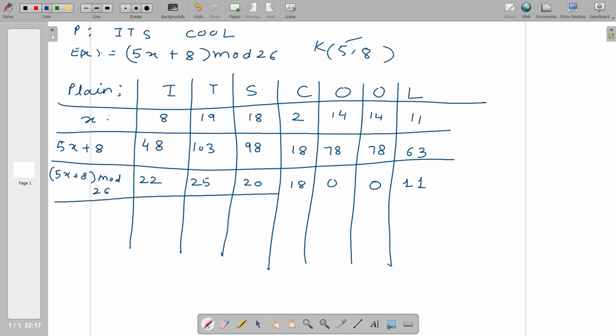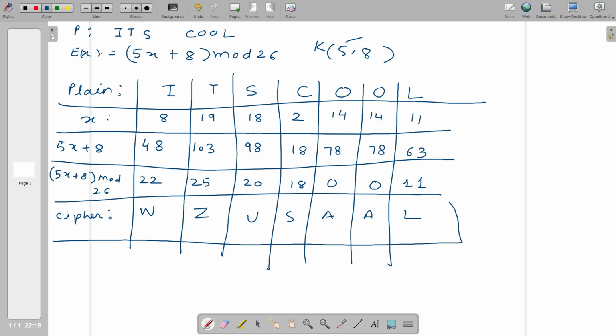In the next line, what we are going to do? Now we are going to write the equivalent alphabet for these numbers. So now you can say we are going to write the ciphertext. So 22 is for W, 25 is for Z, 20 is for U, 18 is for S, 0 is for A and 11 is for L. So the ciphertext is going to be WZUSAL.